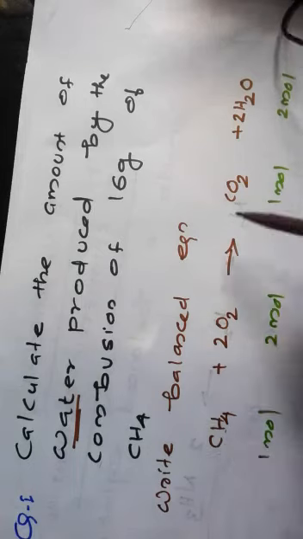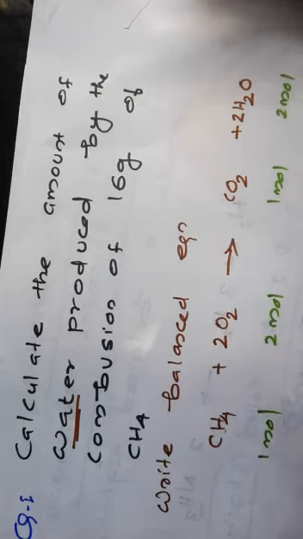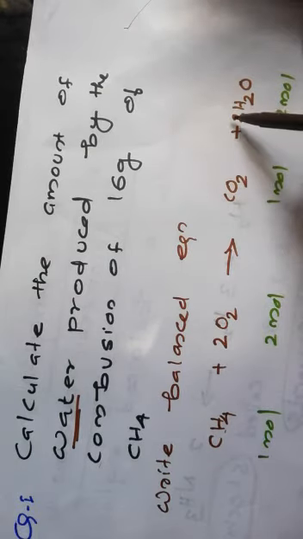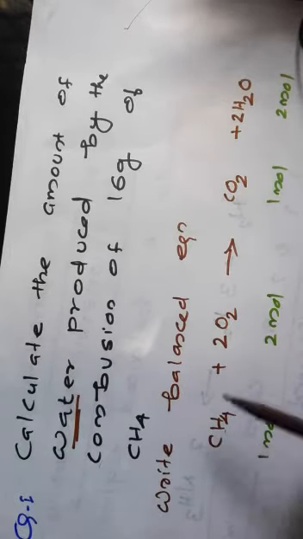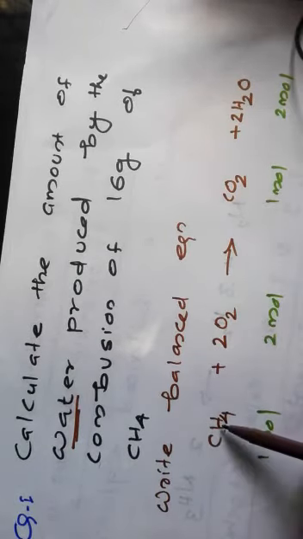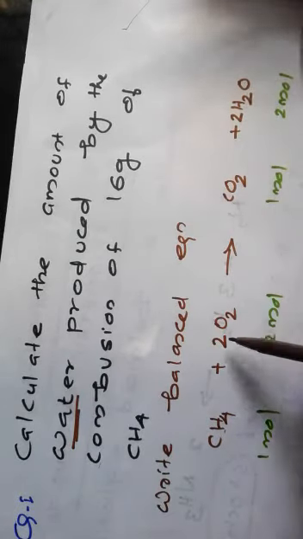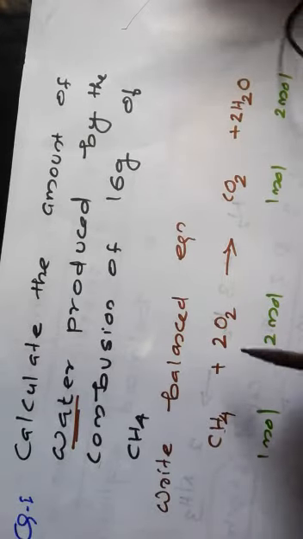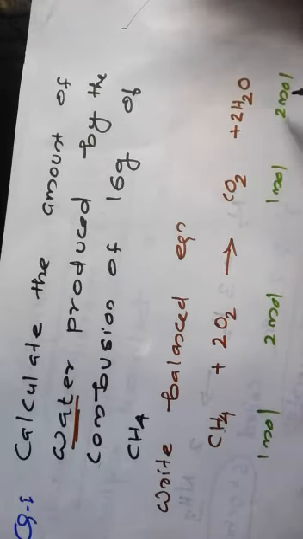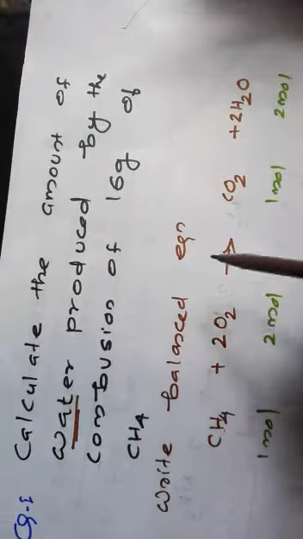How many carbon? 1 carbon, so that much carbon dioxide should be written. How many hydrogen? 4, so 2 water molecules should be written. Count the oxygen: 2 plus 2, that is 4, that is 2O2. Now what is the number here? 1 mole, here 2 mole, here 1 mole, here 2 mole. This is fixed. These numbers are fixed.